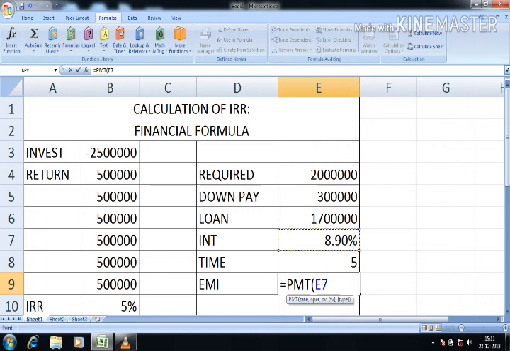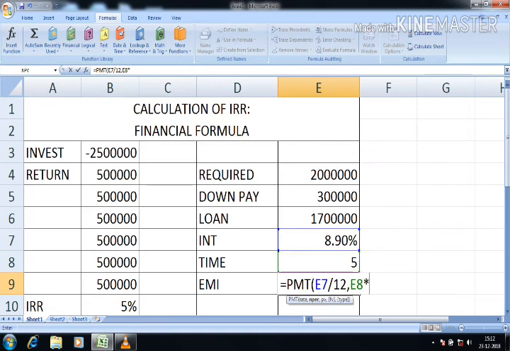So at first I will select that cell where the rate of interest is given, but it should be divided by 12. Why divided by 12? Because rate of interest is given per annum, that means per year, but EMI should be based on per month. So I am dividing by 12. If per month interest is given, you don't have to do anything, directly just select the cell. But if it is per annum, then don't forget to divide by 12.